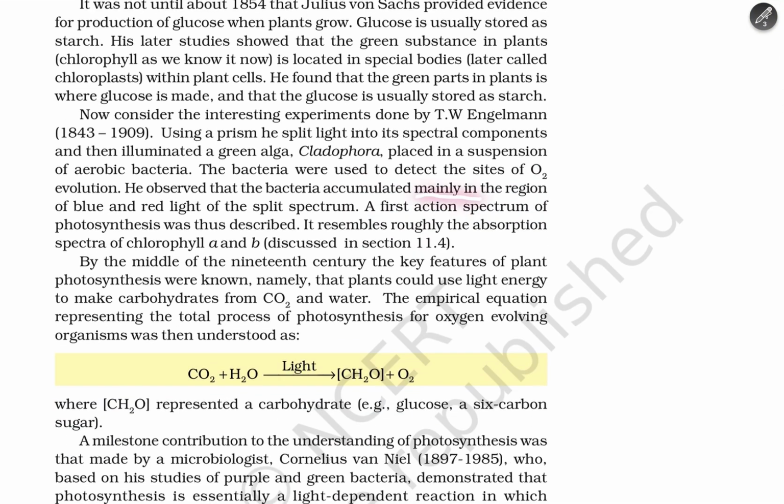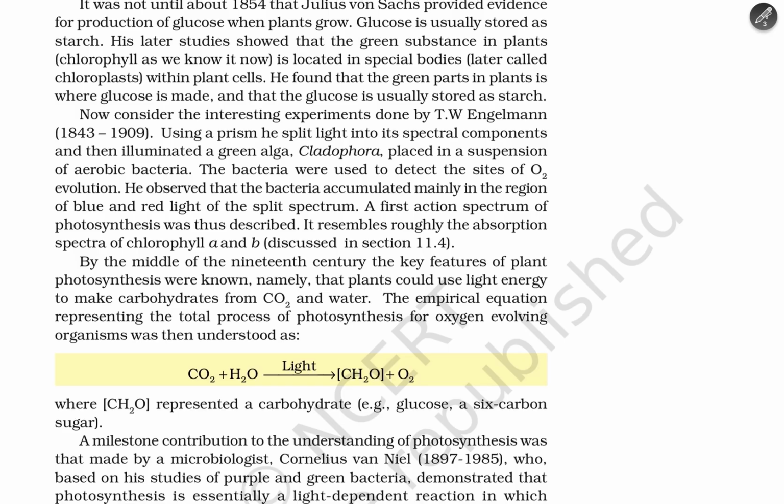He observed that the bacteria accumulated mainly in the regions of blue and red light of the split spectrum. The first action spectrum of photosynthesis was described. It resembles roughly the absorption spectra of chlorophyll a and b. By the middle of the 19th century, the key features of plant photosynthesis were known, namely that plants could use light energy to make carbohydrates from carbon dioxide and water.